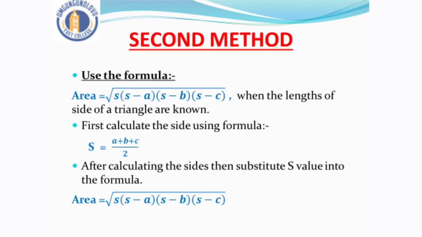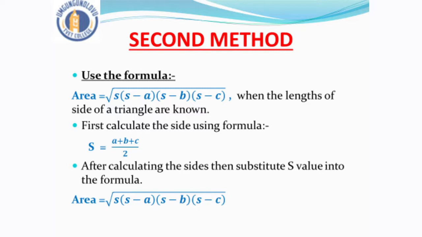Okay, let us move to another method, which is the second method, where we'll have a different formula than the one that we used there. Use the formula area is equal to square root S into S minus A into S minus B into S minus C when the length of the sides of the triangle are known. So if you are given a triangle and you were told all the lengths of the triangle, then you need to use this kind of formula.